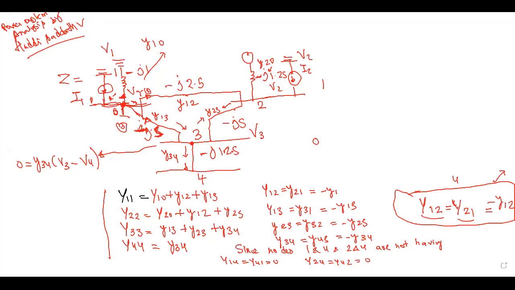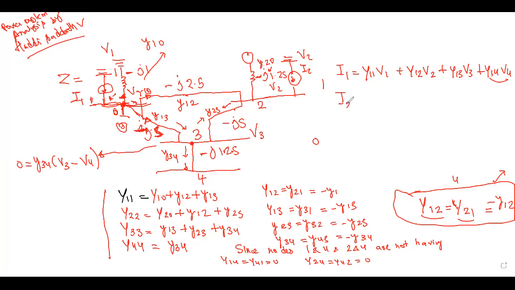So this generalized equation I can write in this form. I1 would be equal to Y11 V1 plus Y12 V2 plus Y13 V3 plus Y14 V4. Here you see this term is not there. But if you look at this Y11, when I started from that equation, I had written I1 is equal to Y11 V1, first part was there, then Y12 V2.